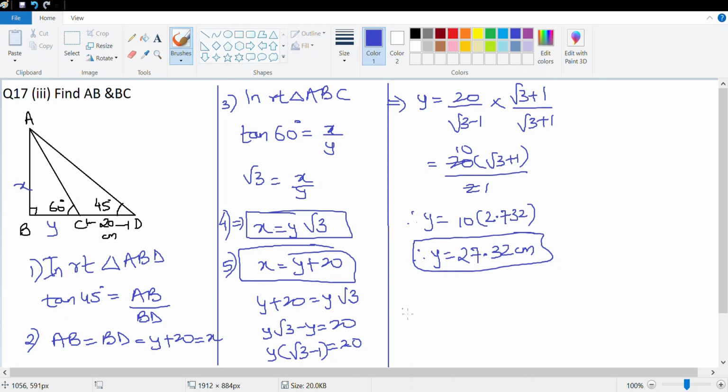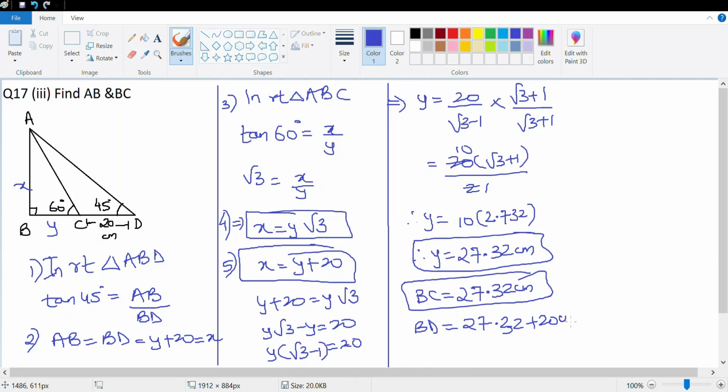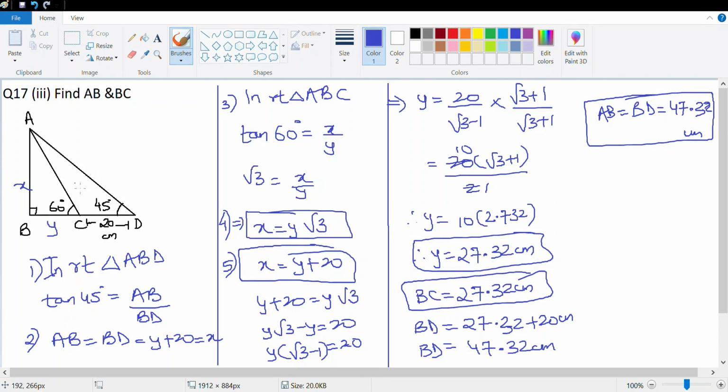So what we have, BC is equal to 27.32 centimeter and BD is equal to 27.32 plus 20 centimeter, which is 47.32 centimeter. We already know AB is equal to BD is equal to 47.32 centimeter. So we've got the value of AB as well, which is 47.32, and we got value of BC as 27.32 centimeter. Done. Let's look at the next question.